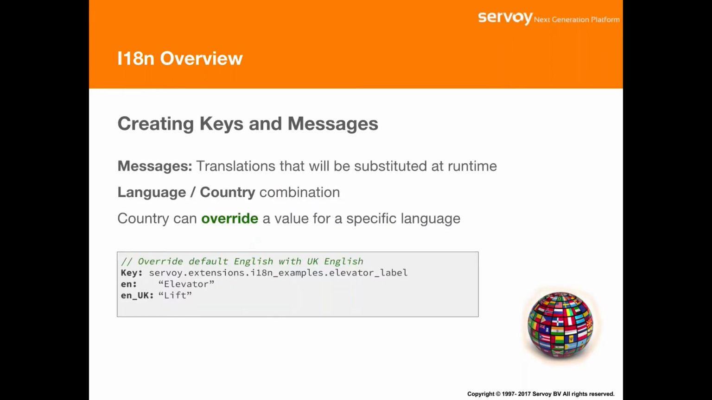Again, the translations are a combination of language and country, and it goes in three levels of override. There's the reference text, so if you don't provide a translation, that will get used. Then there's the language, so we have, say, English, and that will get used for English, but then you can also override that with language and country, so that for English in UK, you could override elevator with lift, because we always fight about what it's called.